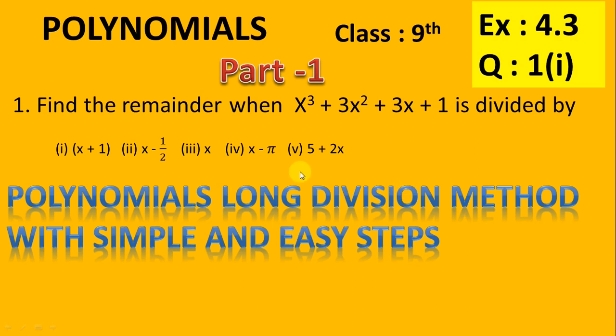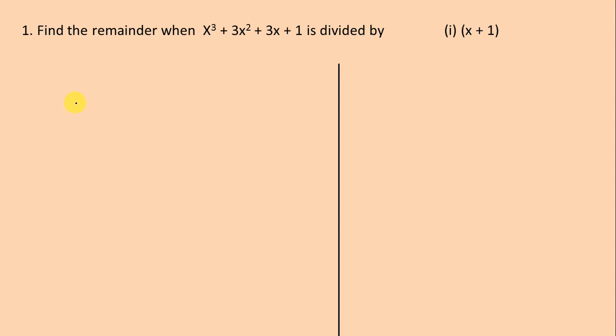Let's move to our question. First we write our polynomial, that is x cube plus 3x square plus 3x plus 1, and we have to divide this polynomial by x plus 1. This is the first bit. In the next video we solve the second bit.